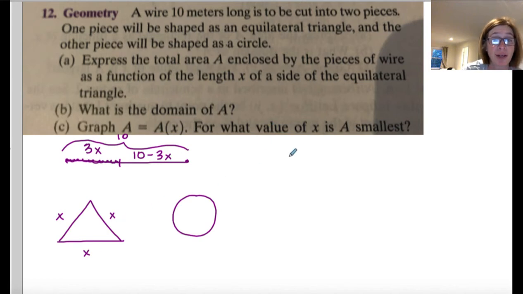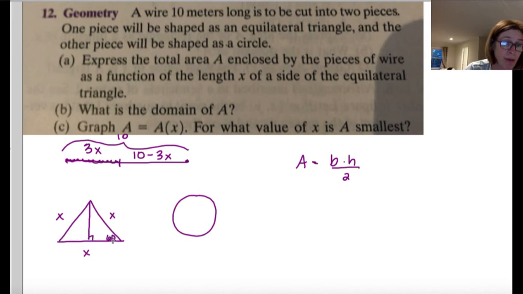Okay, so we know that the area of a triangle is base times height divided by 2. So let's find the height of this triangle. If it's equilateral and I drop an altitude, this is a 60-degree angle, so this would be 1/2 x. And so this would be x root 3 over 2, because you multiply 1/2 x by root 3 in a 30, 60, 90 triangle.